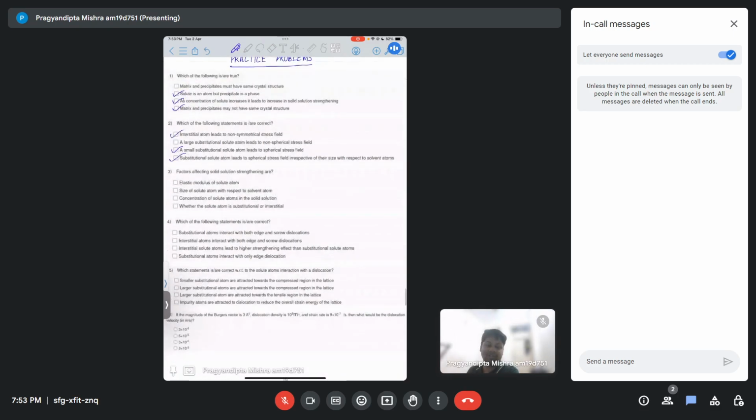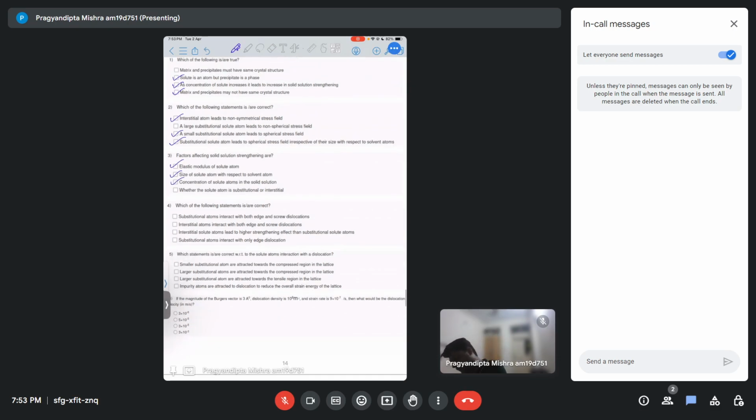Next, factors affecting solid solution strengthening are elastic modulus of solute atom, of course. Size of solute atom with respect to solvent, of course. Concentration of solute atom, that is also there. Whether the solute atom is substitutional or interstitial also will affect.